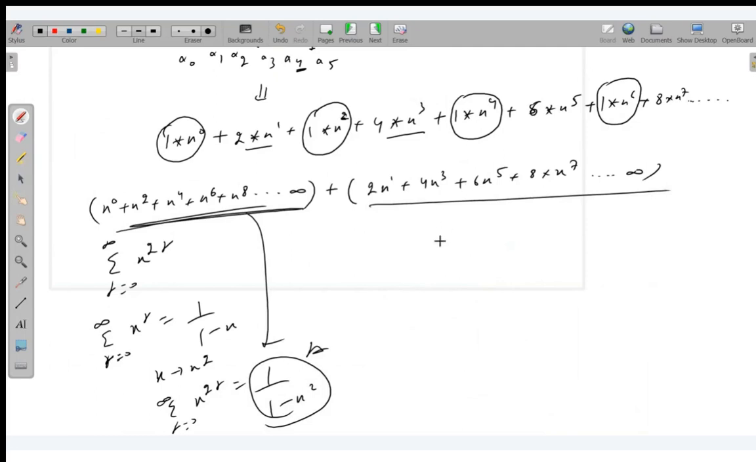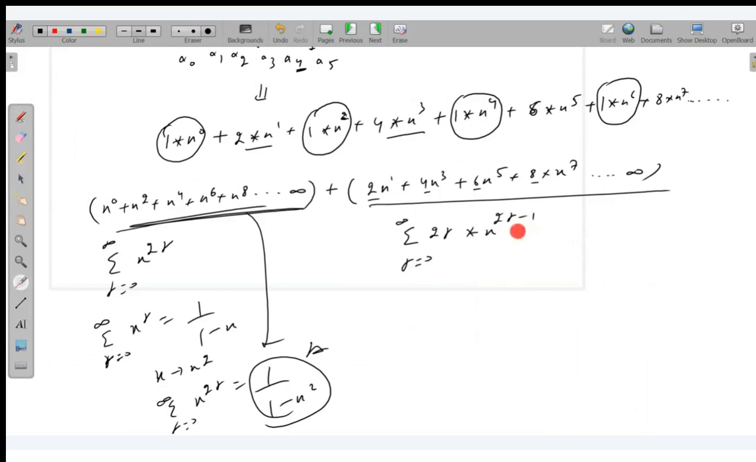First write that in sigma notation, you will get more clarity. Sum over r from 0 to infinity. When r is 0, then it will be 0, no problem. When r is 1, then it will be 2 into x power 1. When r is 2, then it should be 0. When r is 3, then it should be 4 into x power 3, and so on. So are you getting it? 2, 4, 6, 8, even numbers. So I will write it as 2r into x power 2r minus 1.